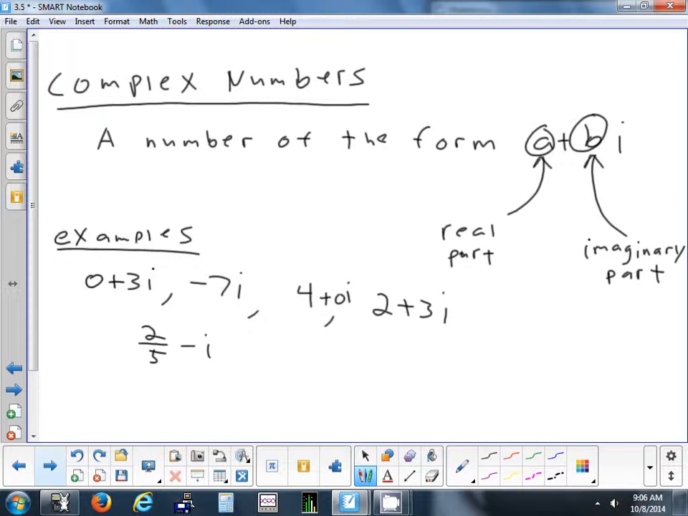Here's a complex number that has both a real and imaginary part. Real part's 2, imaginary part 3. And here's another complex number, 2/5 minus i. Or you could write 2/5 minus 1i. Just like when you have variables, we generally don't put the coefficient if it's a 1. If you want to put in a 1 right here, you could.